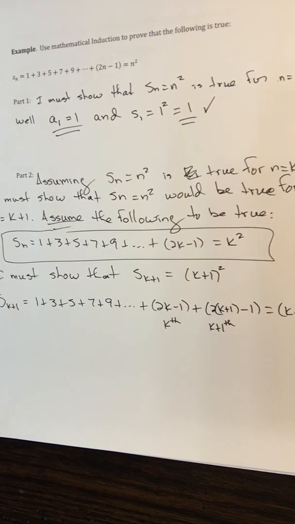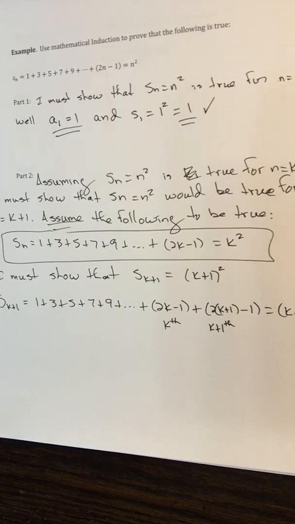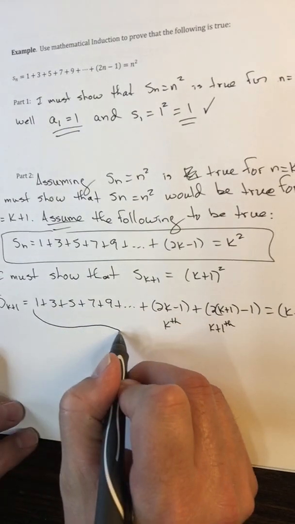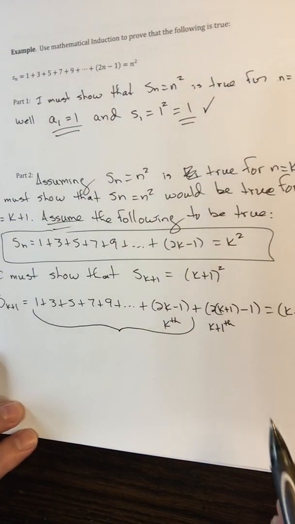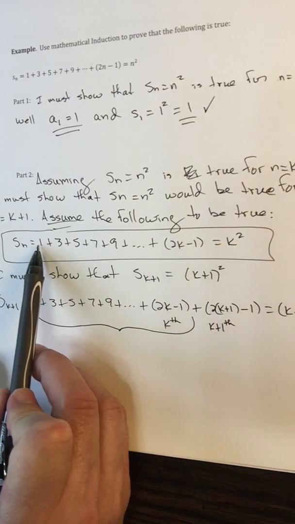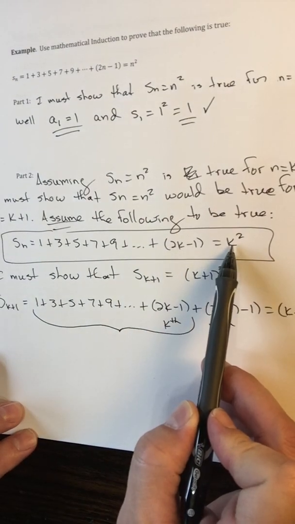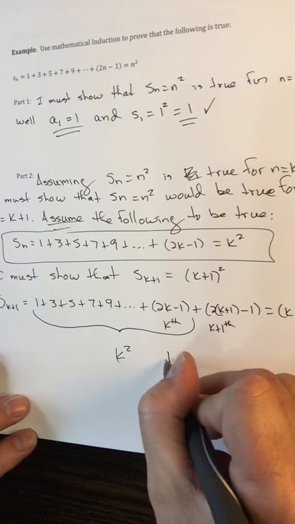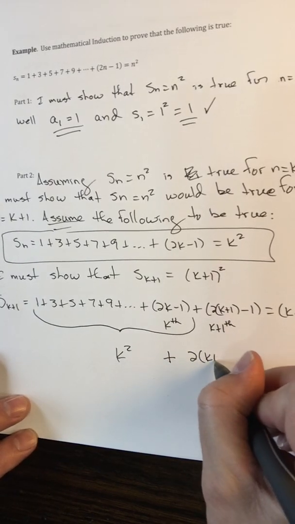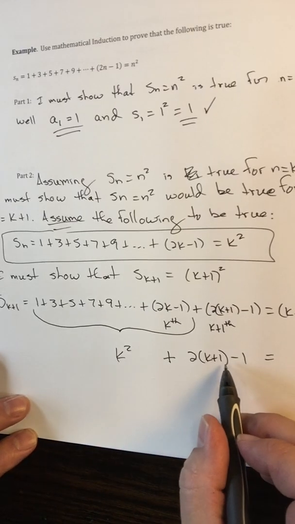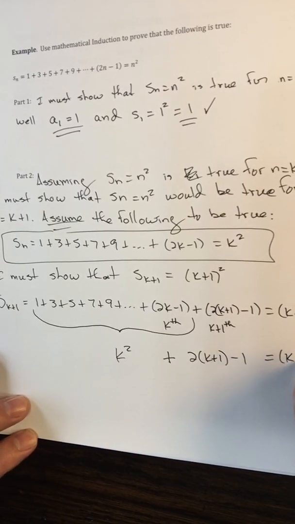Okay? Now I'm going to use a substitution here from my assumption. Ready? This is really the hinge of this whole thing. I'm going to substitute the part that I assumed to be true, the first k terms. I'm going to leave off the k plus 1th term because I assumed that they're all equal to k squared. So I'm going to say k squared for the first k terms, and then I'm going to have this 2 times k plus 1 minus 1 as my k plus 1th term, and I've got to show that that's equal to k plus 1 squared.